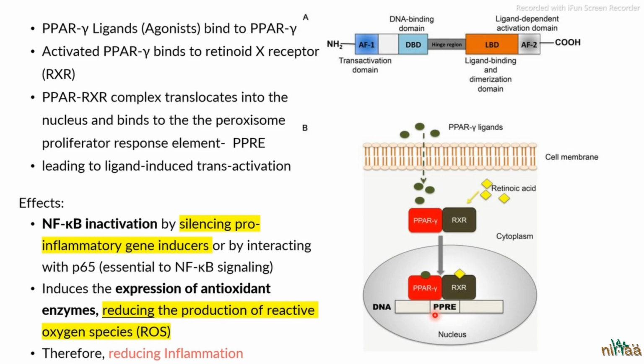And when this is transcribed and translated, the resultant proteins do two things. One, it induces the silencing of pro-inflammatory genes by inactivating NF-kappa B. And two, it also induces the expression of antioxidant enzymes. So, not only does PPAR-γ help the body bring down the inflammation, but it also helps the body reduce ROS levels in order to avoid any cytokine storm from occurring in case of an infection.